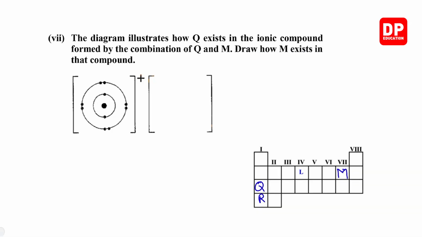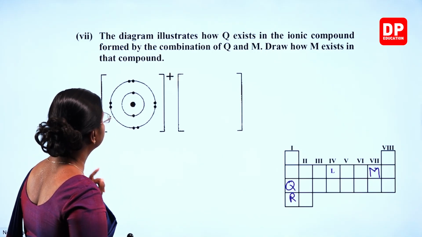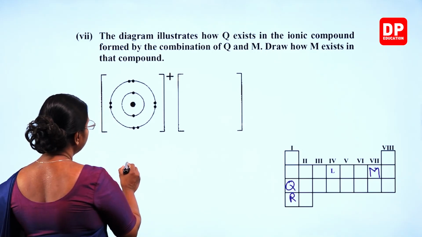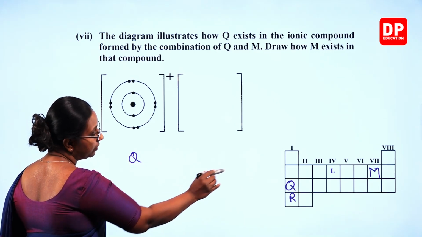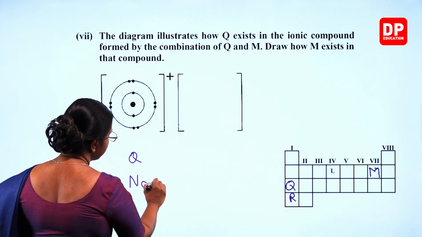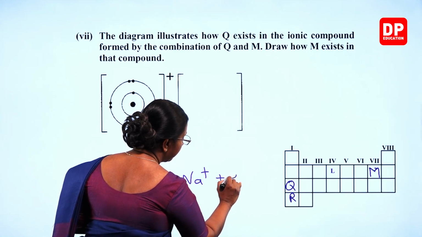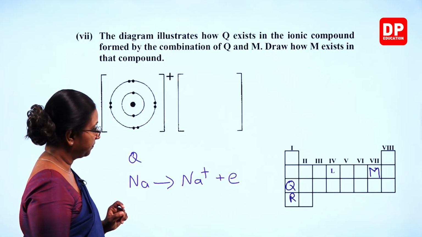So, here, the 7th part of the question. The diagram illustrates how Q exists in the ionic compound formed by the combination of Q and M. Draw how M exists in that compound. So, they have given you Q here. Now, Q you all know is sodium. So, normally sodium forms sodium ions because they have said ionic compound by losing an electron.